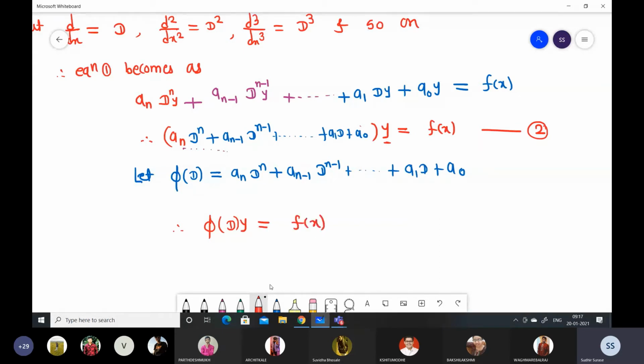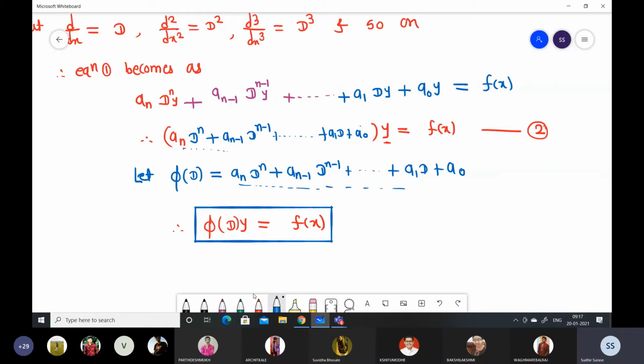Now this is the shortest notation we have to denote an nth order linear differential equation with constant coefficients. So whenever I write phi of D times y equals f of x, you have to understand this is an nth order linear differential equation with constant coefficients, where phi of D is this much.